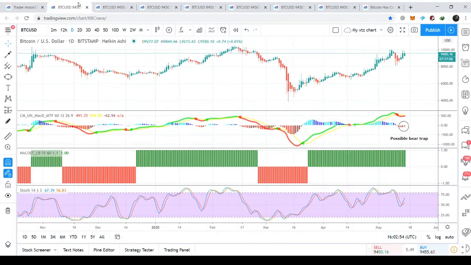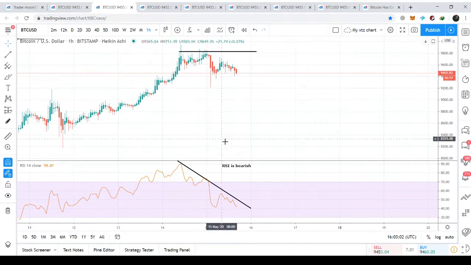Today again I want to discuss with you the combination of these three indicators with the movement of the price action of Bitcoin on the daily chart, and we will also see the RSI movement with the movement of the price action on the short-term hourly chart as well.